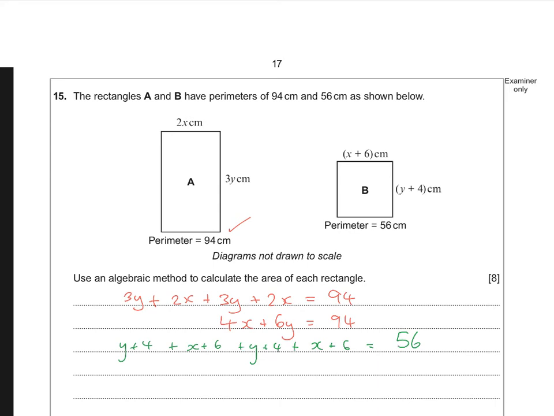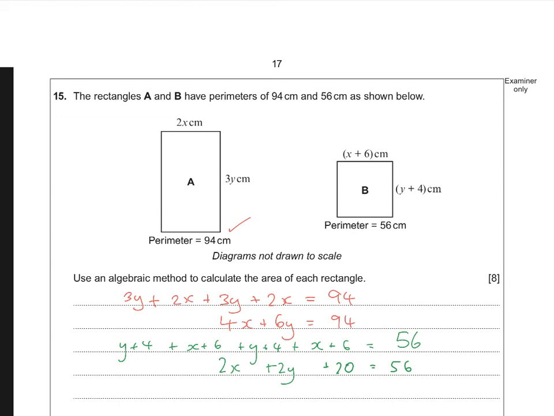How many y's have I got? How many x's have I got? So x's, 1, 2. I've got 2 x's. How many y's have I got? 1, 2, plus 2 y's. How many numbers have I got? Well, I've got 4 and 6, that makes 10. Add another 4 and another 6, that makes another 10. So add 20 is equal to 56. Okay?